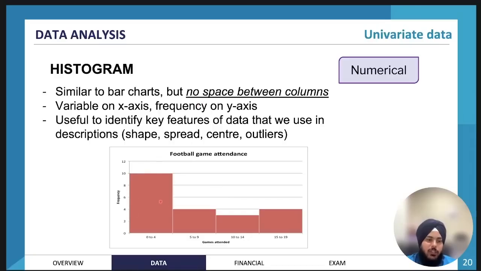So what we have done here, for example, is we have grouped the data. So in terms of football game attendance, if you've attended 0 to 4 games, you're in the same sort of category almost. So 5 to 9 games, you're in the same category. 10 to 14 games are in the same category. So this way we can really see how the data is distributed. So most people have attended 0 to 4 games. And from this, we can also estimate the shape, the spread, the center, and the outliers.